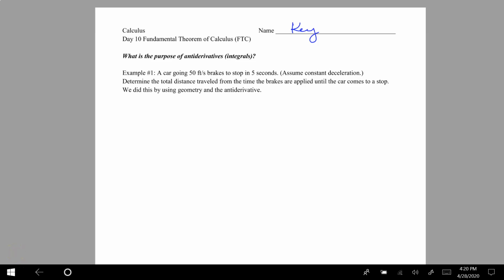Hello everyone, today is day 10, the fundamental theorem of calculus. I'm going to use FTC for short. This is kind of why we do calculus.